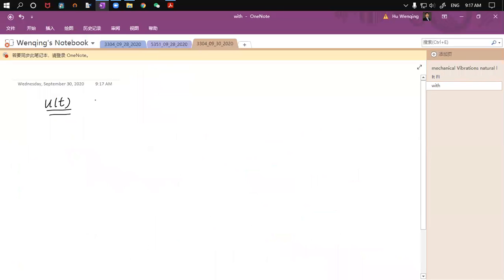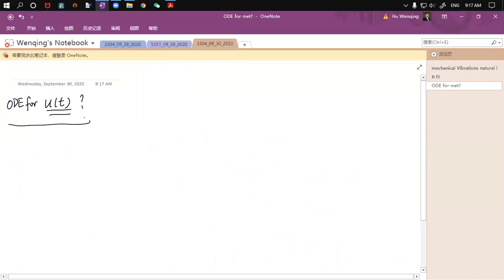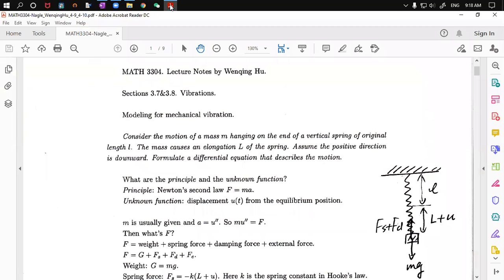So we want a differential equation, an ODE, for u of t. I just want to find this object. You want to find a differential equation that describes the relative displacement with respect to the equilibrium position in terms of time. Is that good, family? So this is the final goal: you want to describe this u of t. Now, how do we formulate the differential equation that can describe u of t?